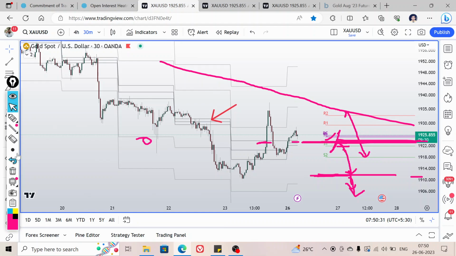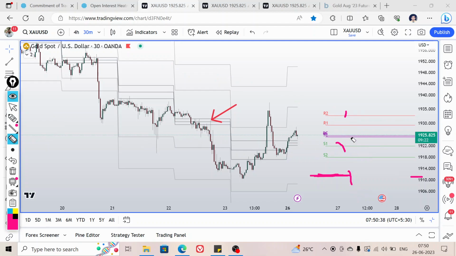But if we see a good bullish candle, like this is the intraday chart, we are looking at the 30-minute chart. Price is currently trading above the CPR range, and the upper side is around the level 1925 and the lower level is around 1922. If we see a good bullish candle on the 30-minute, then we have to look for buy, because if the price is trading above the CPR, don't try to look for sell.